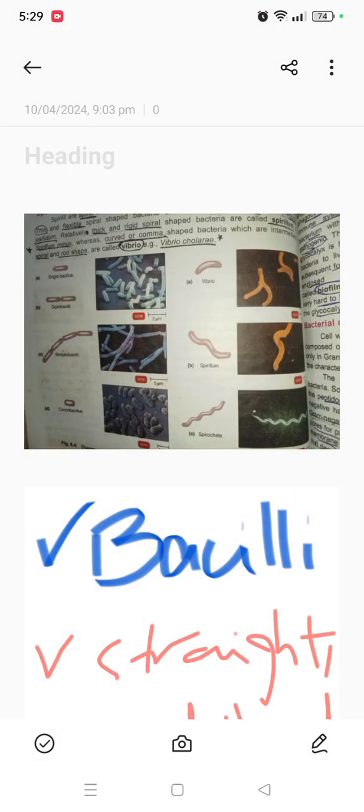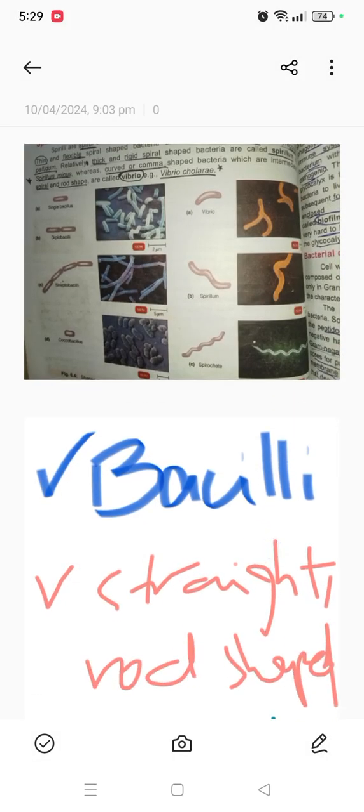So yes, I'm sure it's clear to you. We have done all these types today about the diversity of shapes of bacteria.